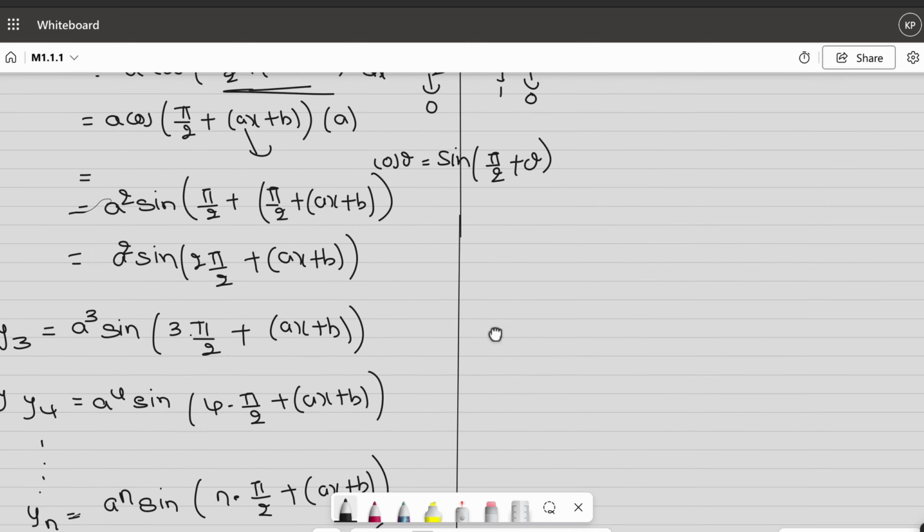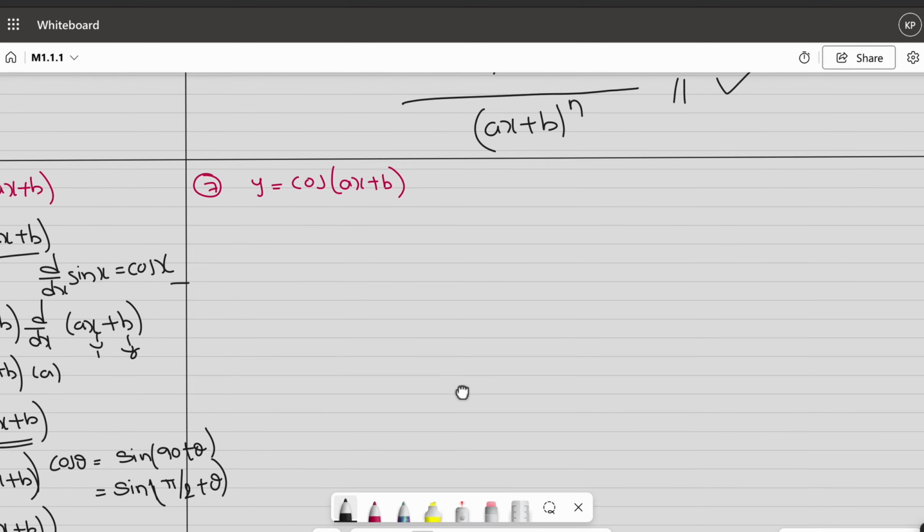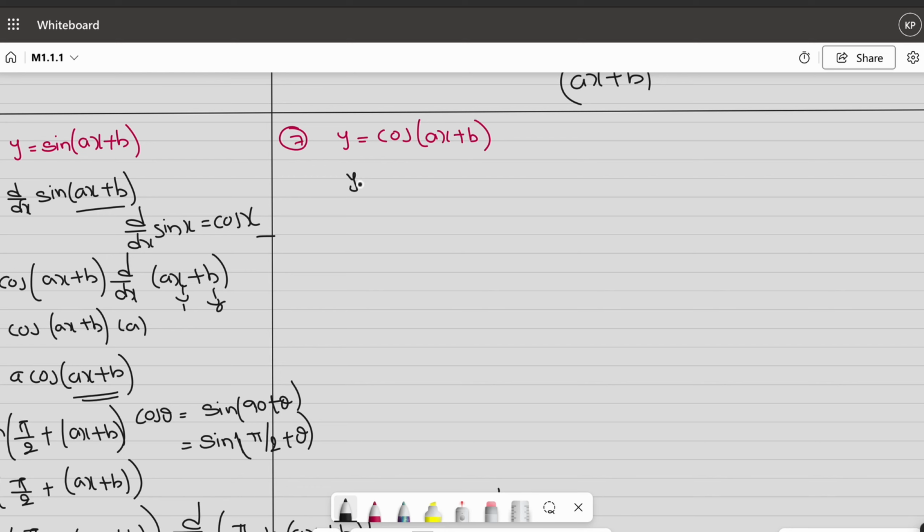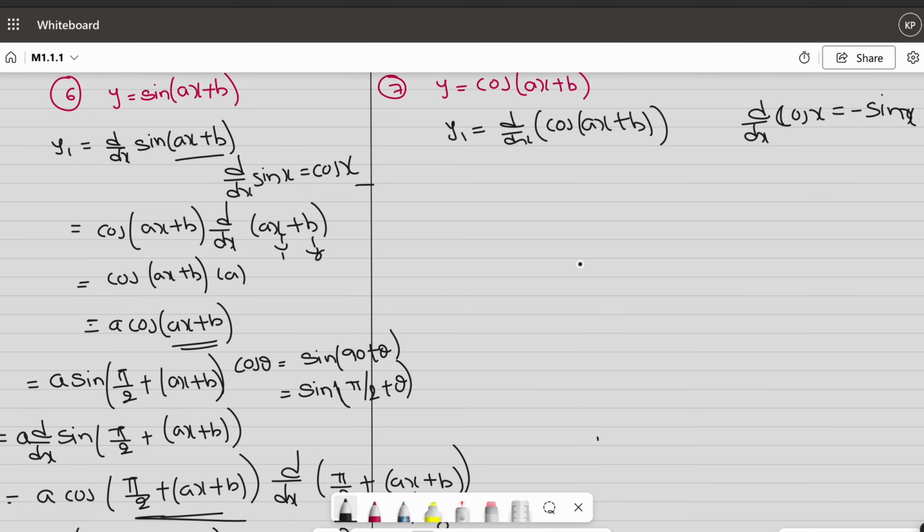Now let us go for the second question, that is y equal to cos of ax plus b. In step 1, y1 is equal to d by dx of cos of ax plus b. We all know that the derivative of cos x is equal to minus sin x. With the help of that formula, by considering this whole ax plus b as x, if we do the derivation, we will get minus sine of ax plus b.